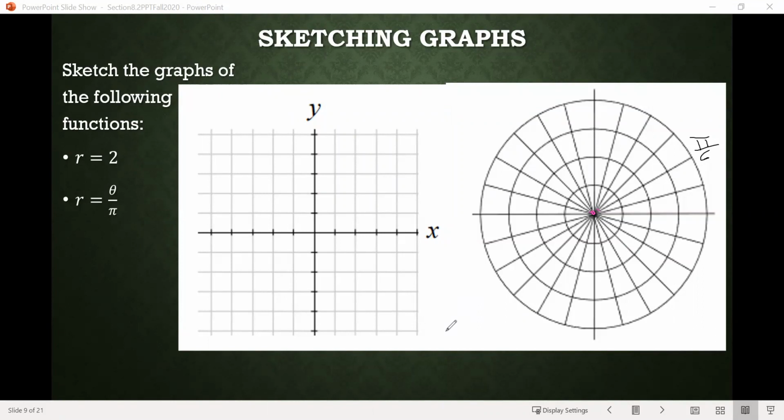The next one we would have pi over 4, which if we input that, we get 1/4. So that means we go pi over 4 and about 1/4 of the way out. And then pi over 3 would be our next one. And so we'd go around to pi over 3 and go about 1/3 of the way out. And then at pi over 2, we had 1/2. So we'd go up about halfway on there.